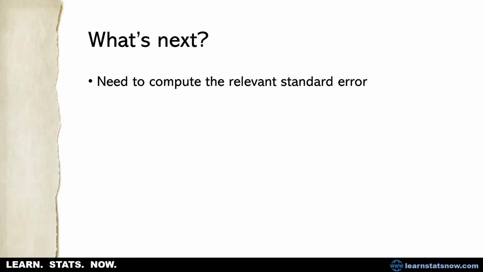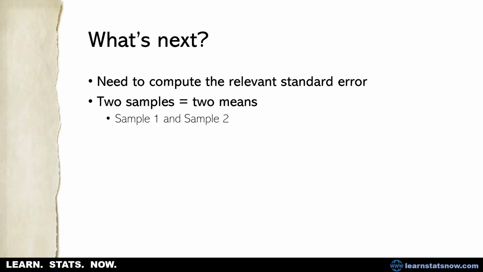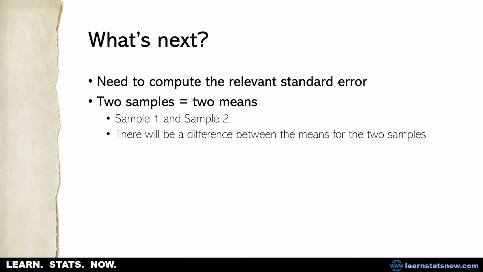Well, we need to compute the relevant standard error, and it's going to take a little bit of an explanation for what the relevant standard error is. Let's just start with the observation that we have two samples in an independent groups or independent samples t-test. And that means that we have two means, one for each sample, right? So there's going to be a mean for sample 1 and a mean for sample 2. And of course, there's going to be a difference between the means for the two samples.